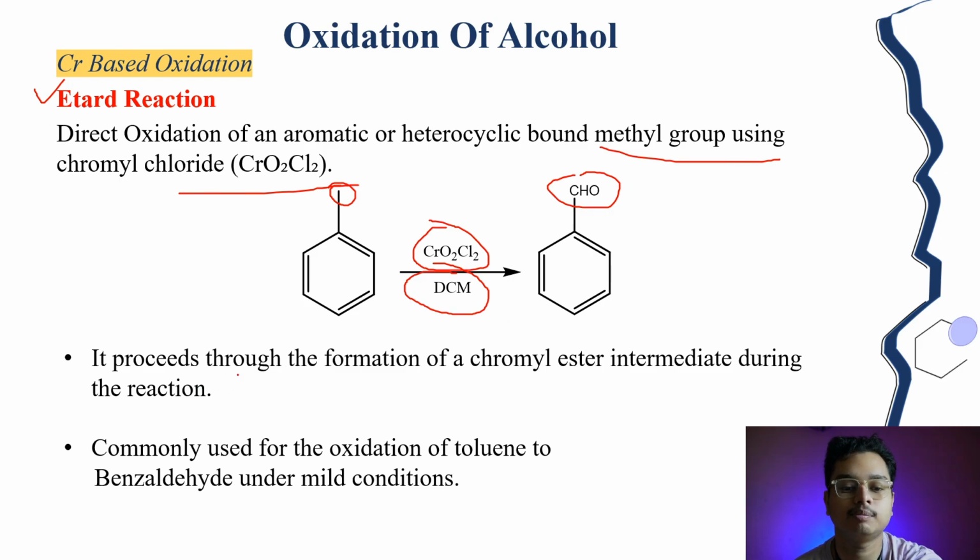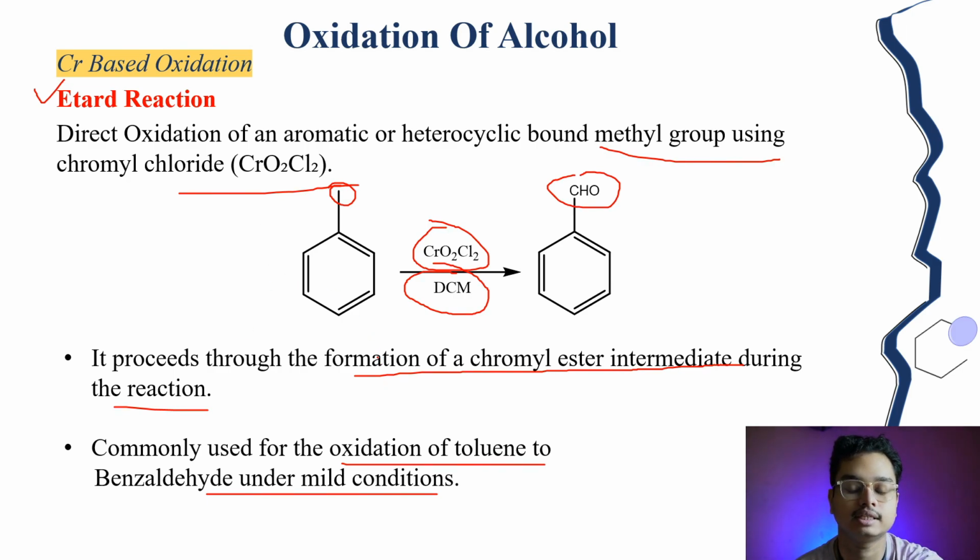Basically, it proceeds through the formation of a chromyl ester intermediate, which we'll discuss in our mechanistic pathway slide, and it is a common method for oxidation of toluene to benzaldehyde under mild condition. So this is an important reaction. Now let us talk about the mechanistic pathway.